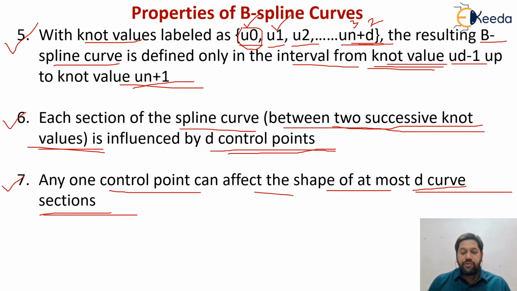I'm having two sub intervals, so it is going to affect a maximum of two sub intervals of that particular control point. Okay, so all these are the different properties of the B-spline curve that we have considered here.